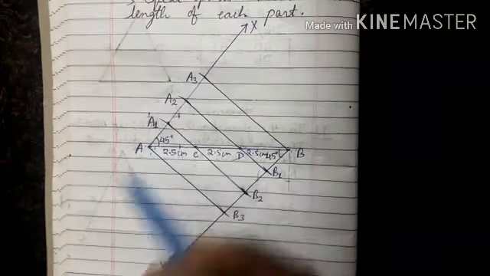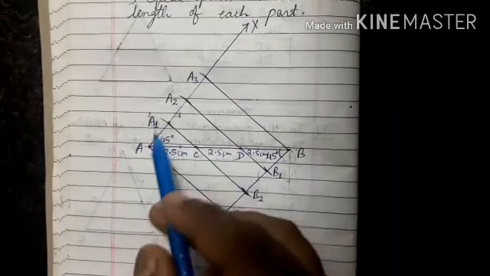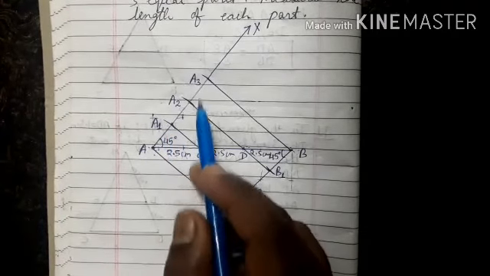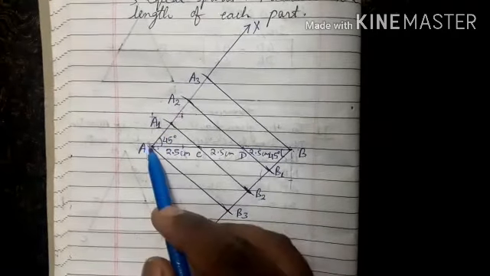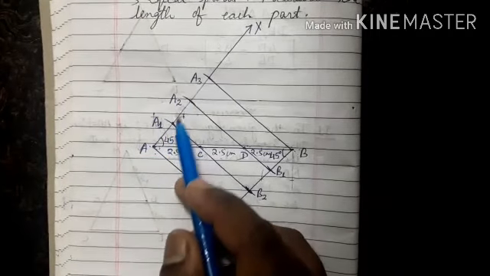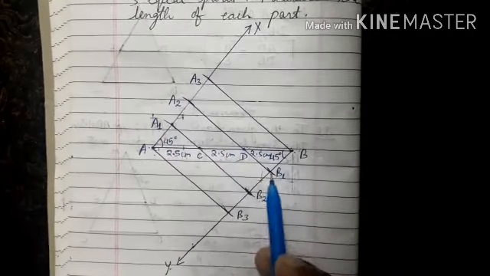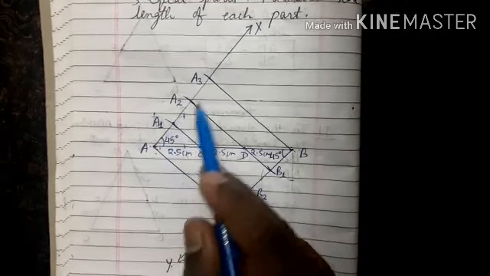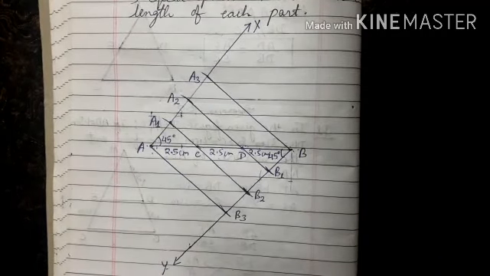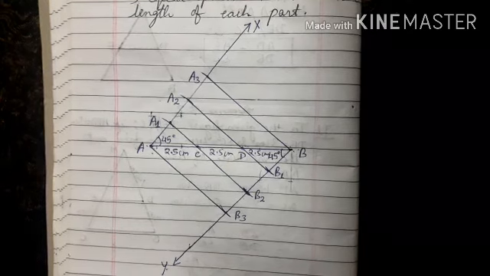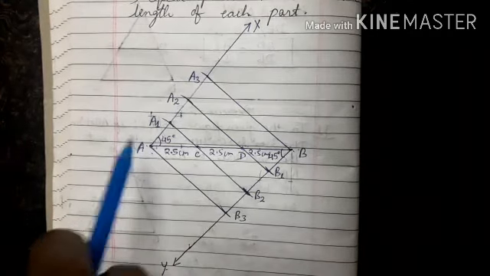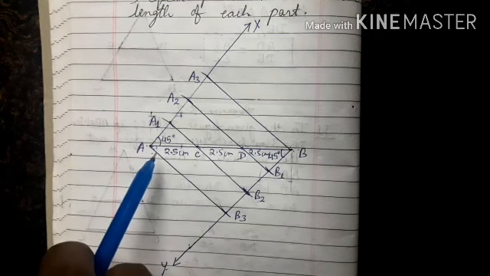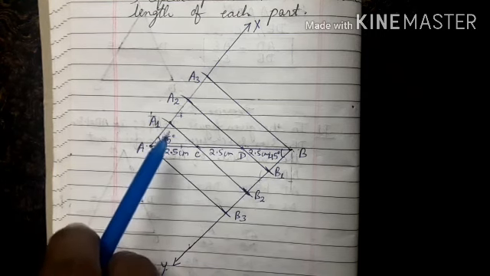Second, when you draw the arcs, you have to take equal radius. Third, you have to draw this diagram with pencil. Don't draw this diagram with pen. You have to draw this diagram with pencil.